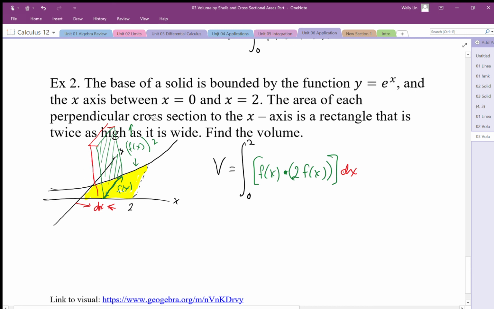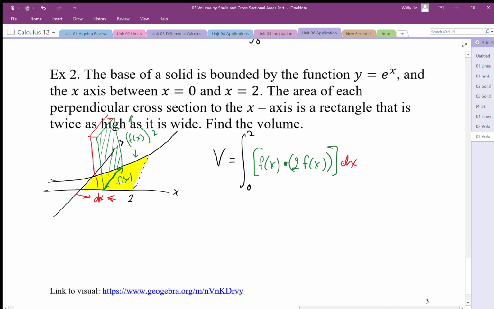It's kind of hard to see what that shape's going to look like, but as we go this way, it's going to get taller and taller. As we go to the left, we're going to get shorter and shorter rectangles. So there it is, there's our integral. So we're going to calculate the volume.